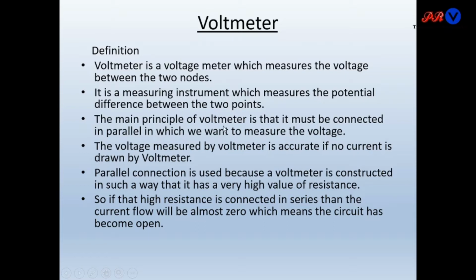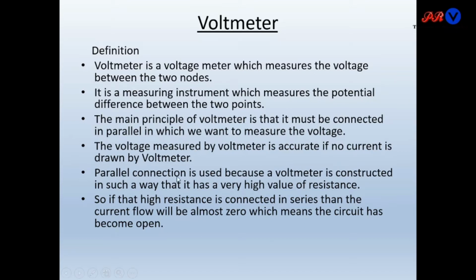The main principle of voltmeter is that it must be connected in parallel with the circuit in which we want to measure the voltage. The voltage measured by voltmeter is accurate if no current is drawn by the voltmeter. So it will provide accurate voltage measurement if it does not draw any current.